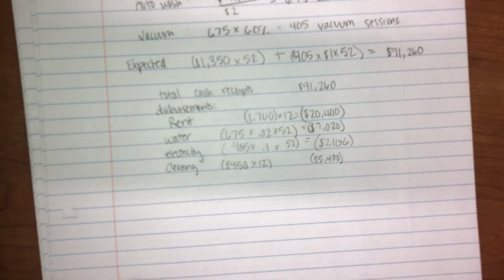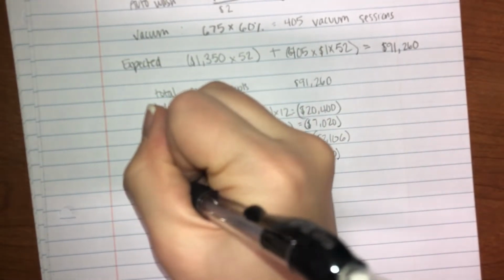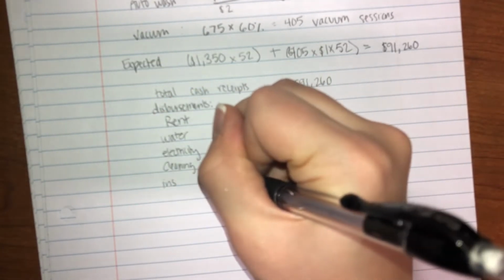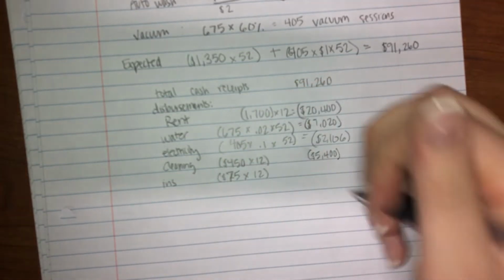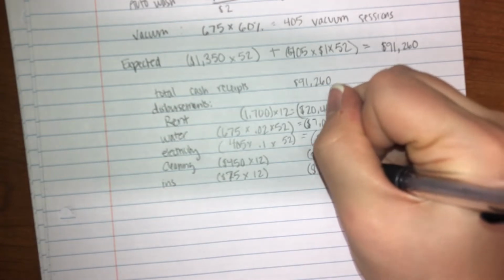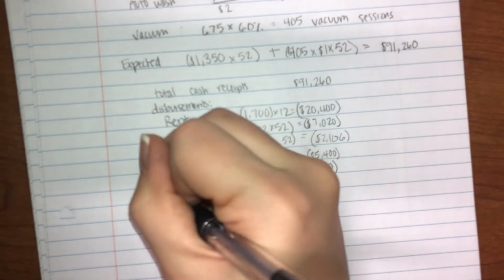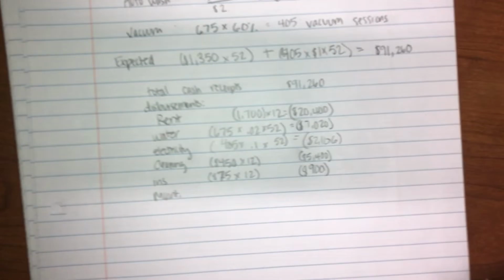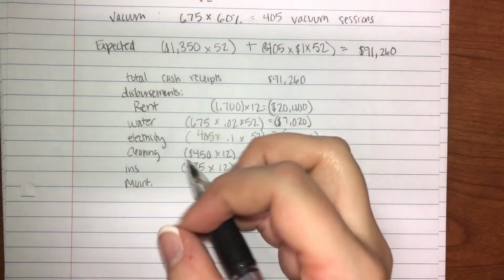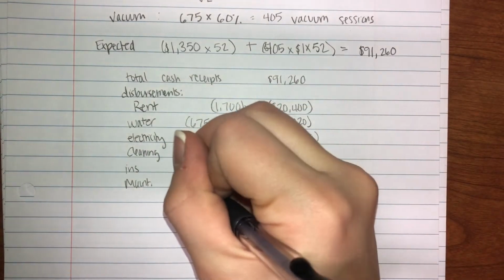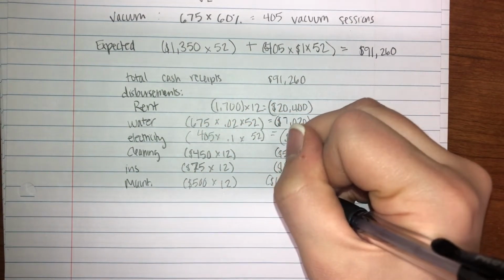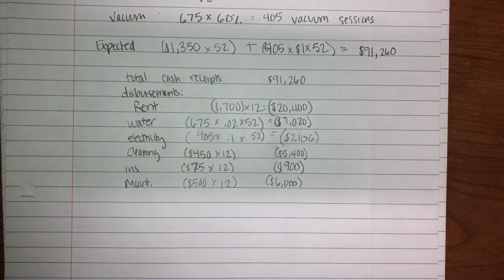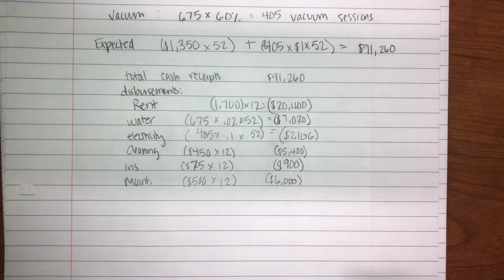And then our next one is insurance. And that's $75 times 12. And that gets me $900. And then finally we have maintenance. And that gives me 500 times 12, which is 6,000. So these are all disbursements. I put them negative. On the solution, I feel like it's a little bit clearer. So if you don't like my handwriting here, feel free to go look at that.